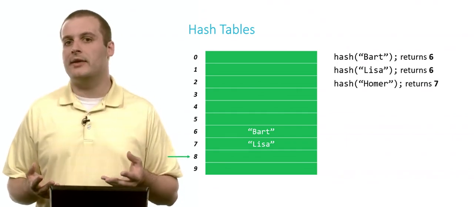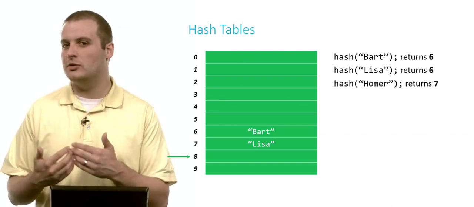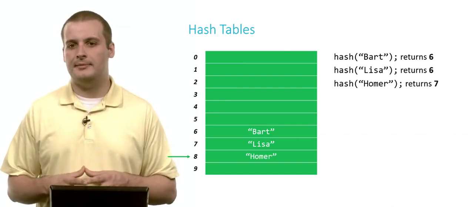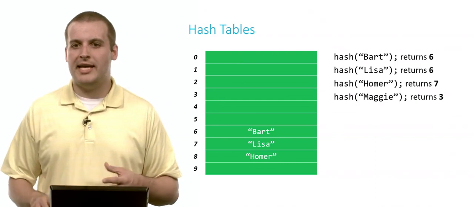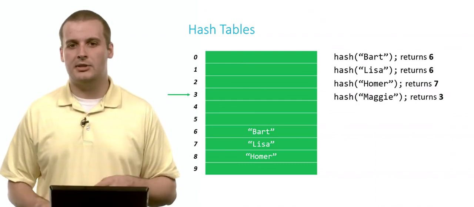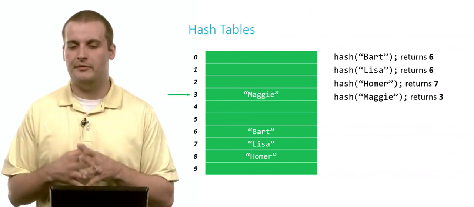Yeah, and 8's close to 7, so if we have to start searching, we're not going to have to go too far. And so let's put Homer at 8. Now we hash Maggie and it returns 3. Thank goodness we're able to just put Maggie there. We don't have to do any sort of probing for that.